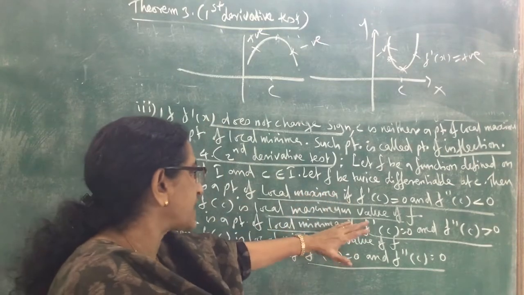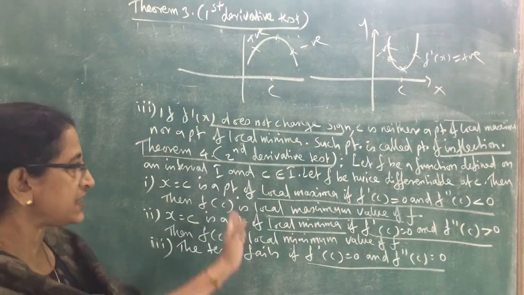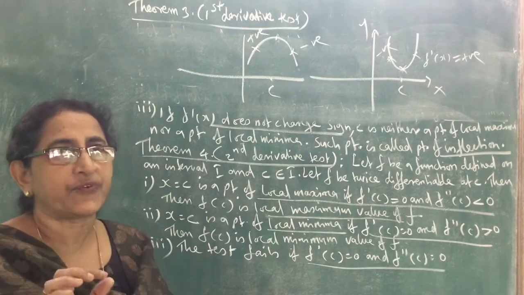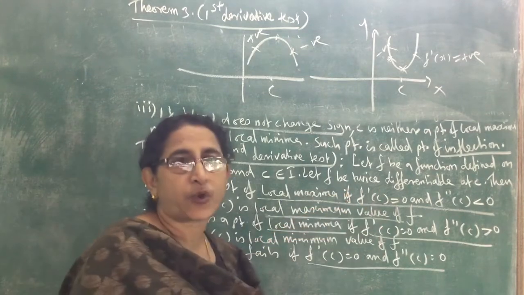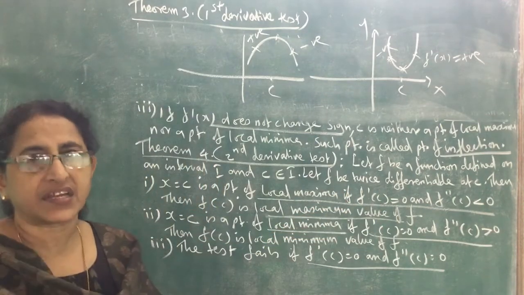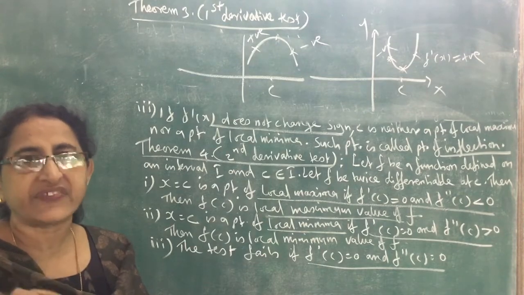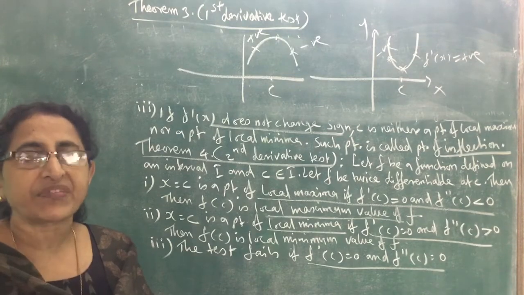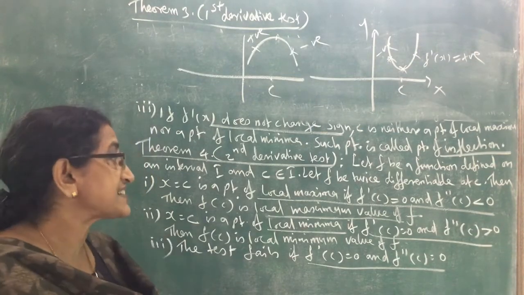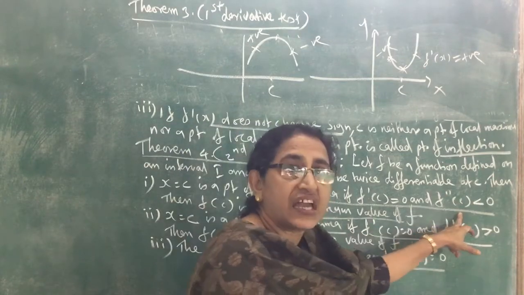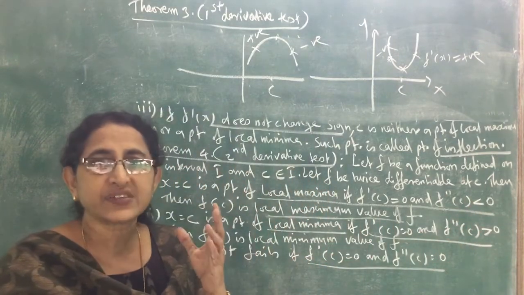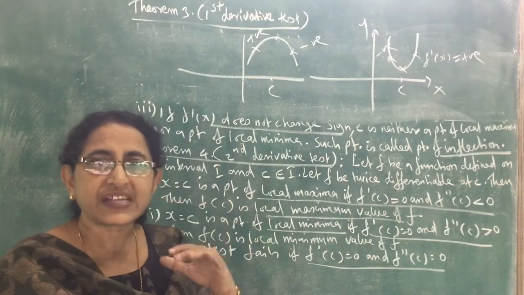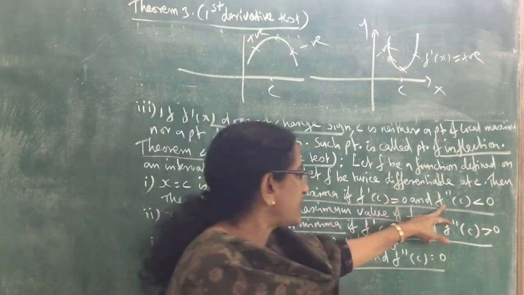So in this method, in both cases the first derivative is 0. First we find the value of C for which the first derivative equals 0. So we find the first derivative, write first derivative equal to 0, then find the values of x for which the first derivative is 0. Then at those points we find the second derivative, f double dash C, substituting the values of C for which f dash C equal to 0.